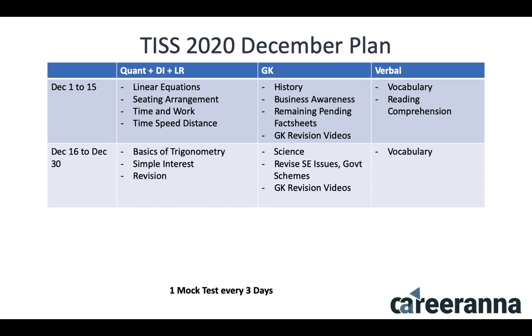In the second half of December, focus on basics of trigonometry, simple interest as a topic, and then revise arithmetic and DI very rigorously so that you are able to solve all the questions from arithmetic and DI with 100% accuracy and 100% attempt in the paper. In GK, you should be doing the science ebook, revising the social economic issues ebook, government schemes ebook, revising any other ebook which you found tough, and then definitely with a focus on GK revision videos as well. In verbal, vocabulary will continue. In the month of December, you should be taking one mock test every 3 days. So that is how your December should look.